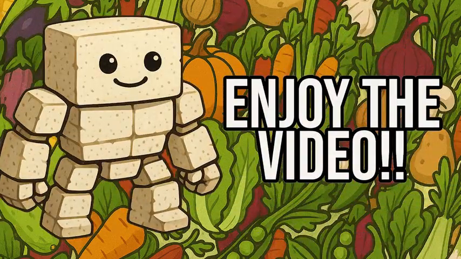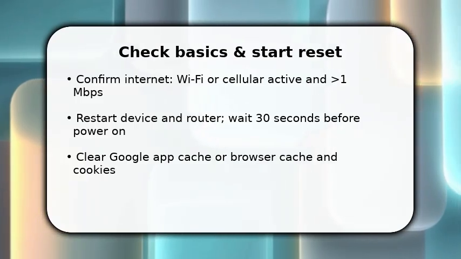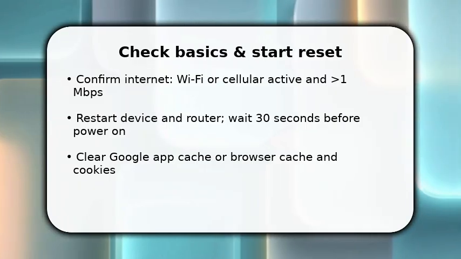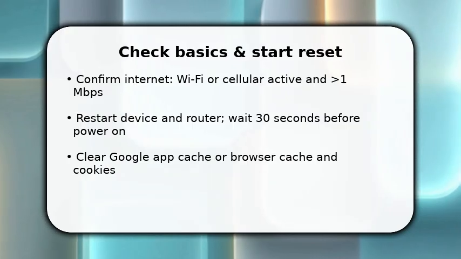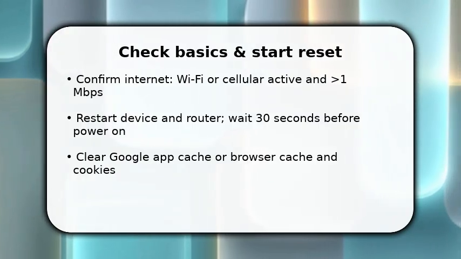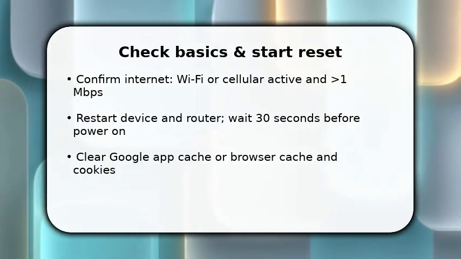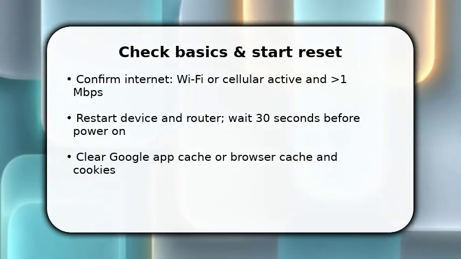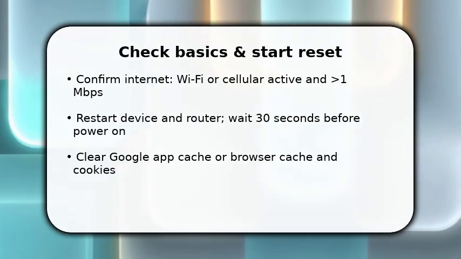Please enjoy the video. You begin by confirming connectivity because a flaky network is the most common culprit. Once online status is verified, restart your phone or computer and the router to clear transient errors. Make sure to clear the Google App Cache or your browser cache and cookies so stale data doesn't block authentication. These steps force fresh connections and reset temporary settings, so they often resolve search or sign-in failures quickly.